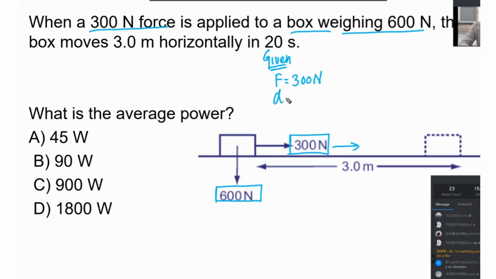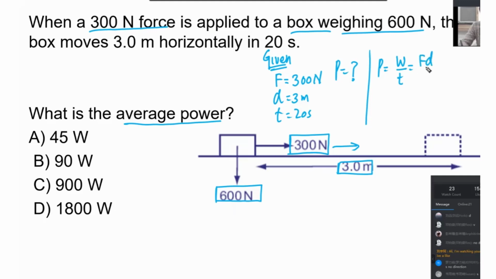Now next one, distance is given. Distance is given also here. You can see here, this is given 3 meters and the time is given, that is 20 seconds. Question is asking us, we need to find out power. So average power we need to calculate. So power is simply equal to W over T, or simply you can say W is equal to FD, this is divided by time. So you can just plug in values for force, for distance and for time. Time is 20 seconds and you can find out your final answer.